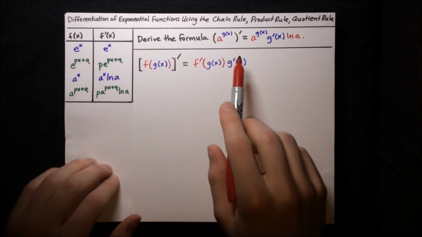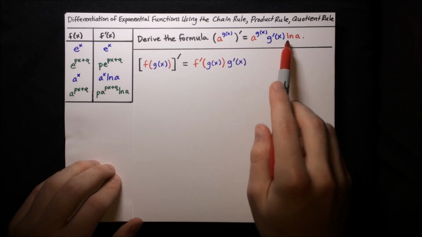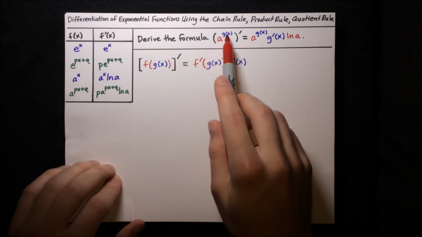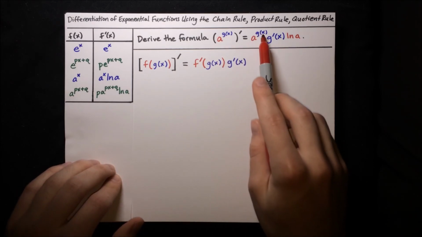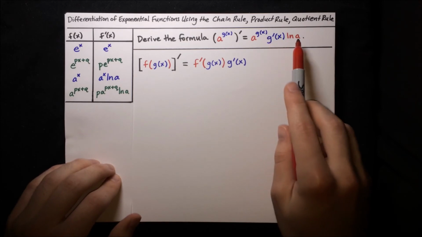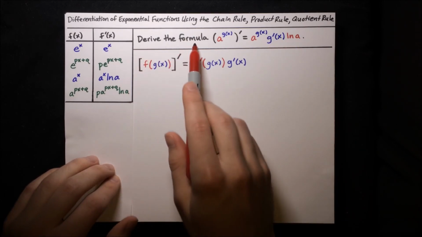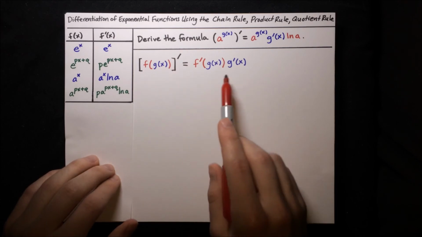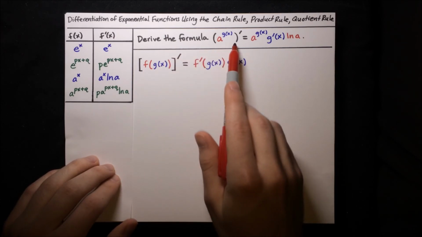Alright, so now let's look back to that formula we used in the previous example. Derivative of a to the g of x is equal to a to the g of x, g prime of x, natural log of a. And let's derive this formula using the chain rule. So let's work it out explicitly where this formula comes from.